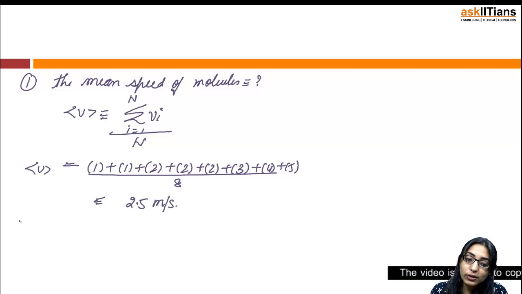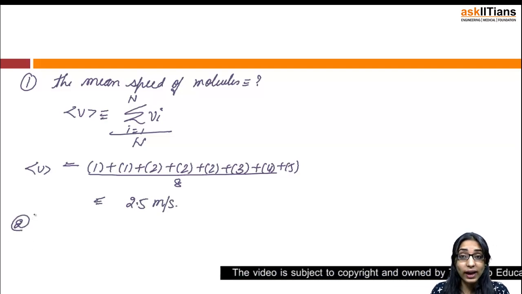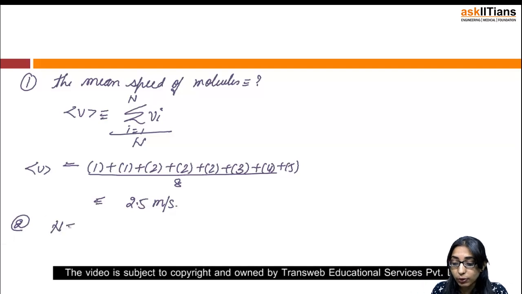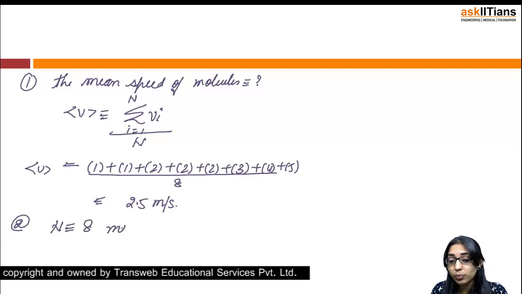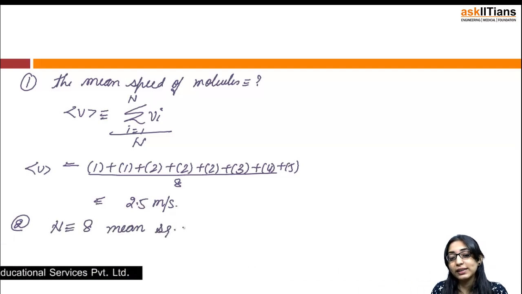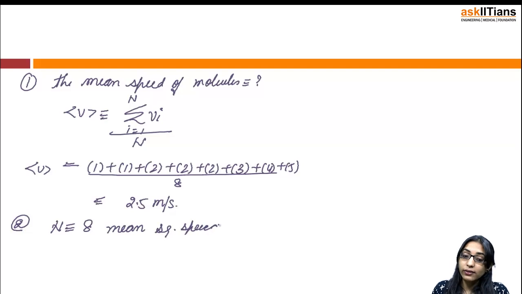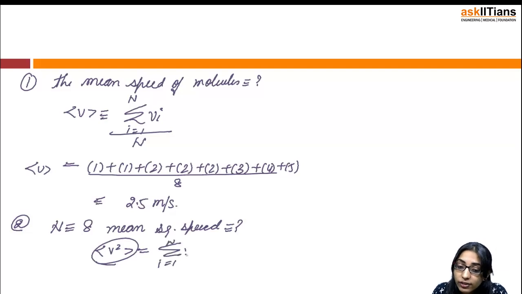So, let me go over to the second point, where I have been asked to calculate the mean square speed of the molecules. Since now I know n is equal to 8, how to calculate the mean square speed? You can simply say that V square average is nothing but sigma i equal to 1 to n, Vi square, divided by n again.